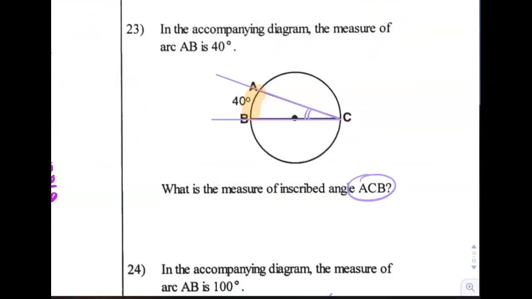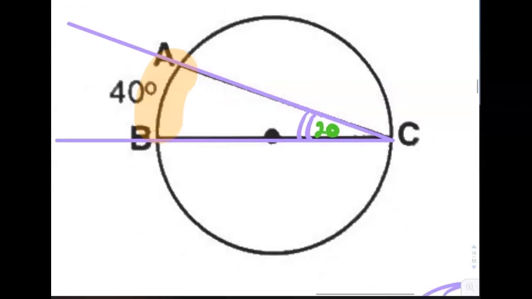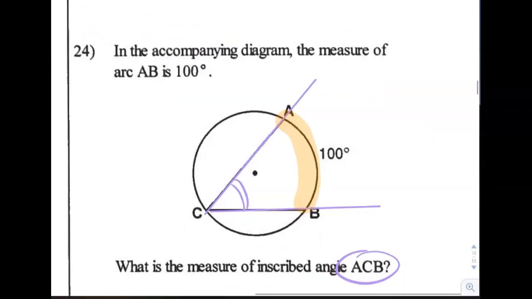23 gets a little simpler again here. They're looking for ACB down here. The angle is always half of the arc when it's inscribed. Number 24, same thing. You're looking for ACB, the angle, the arc.